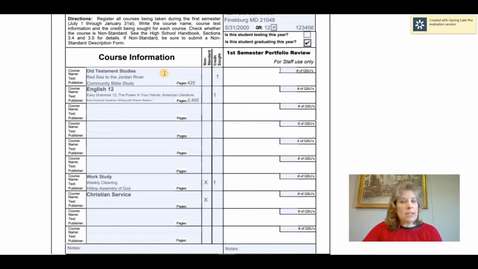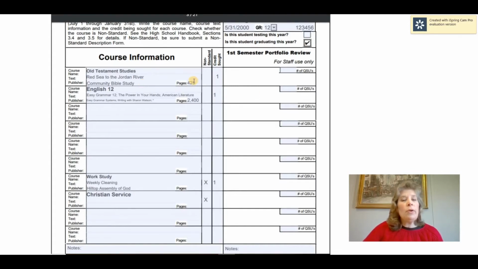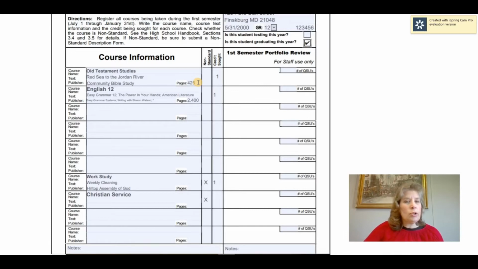The first course that Joshua is taking is his Bible course, and that's Old Testament Studies. So we filled out Old Testament Studies for the course name. The text is Red Sea to the Jordan River because that's the name of the text that we are using all year. And then the publisher is Community Bible Study because we are actually taking this course through Community Bible Study. We filled out the number of pages, 425 total, and we are seeking 1 credit for this course.